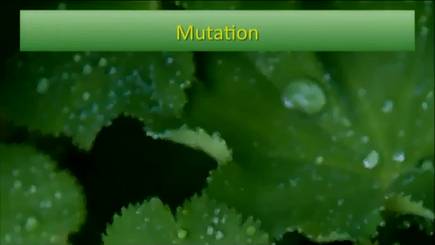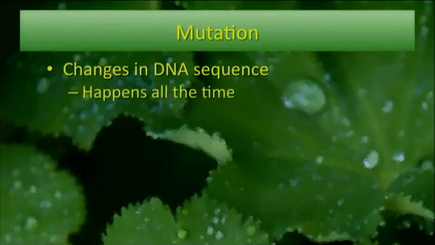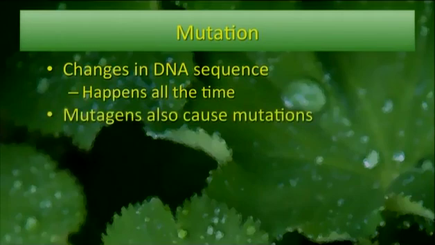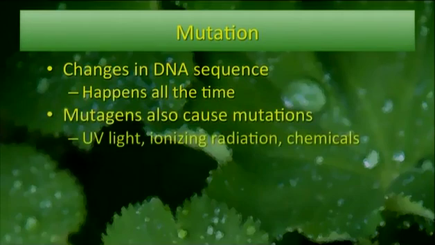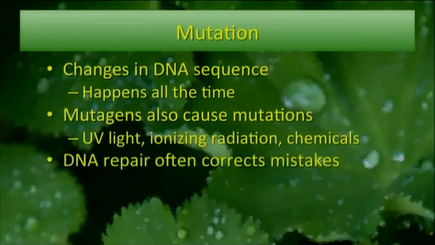Now, mutation, what is that? Those are changes in the DNA sequence, and it happens all the time, like I indicated a little earlier. Mutagens also cause mutations. Mutagens include UV light, ionizing radiation, and different kinds of chemicals. DNA repair often corrects mistakes. DNA polymerase oftentimes corrects mistakes.